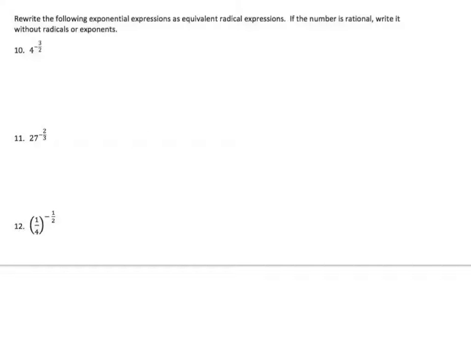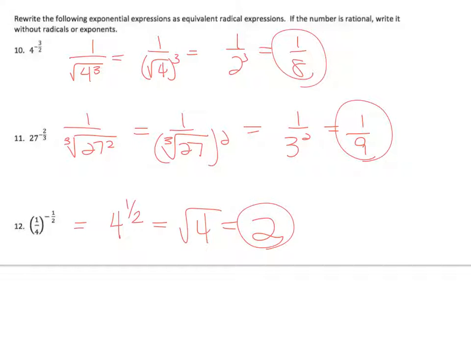So rewrite the following exponential expressions as equivalent radical expressions. If the number is rational, write it without radicals or exponents. I'm going to push pause on this and work through these. The video is already pretty long, and I'd like you to practice these. You just don't have to watch me practice them. There you go. Check your answers.